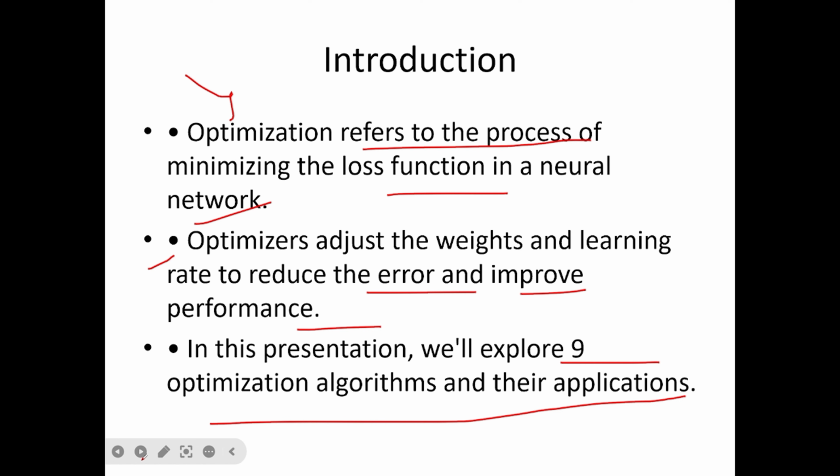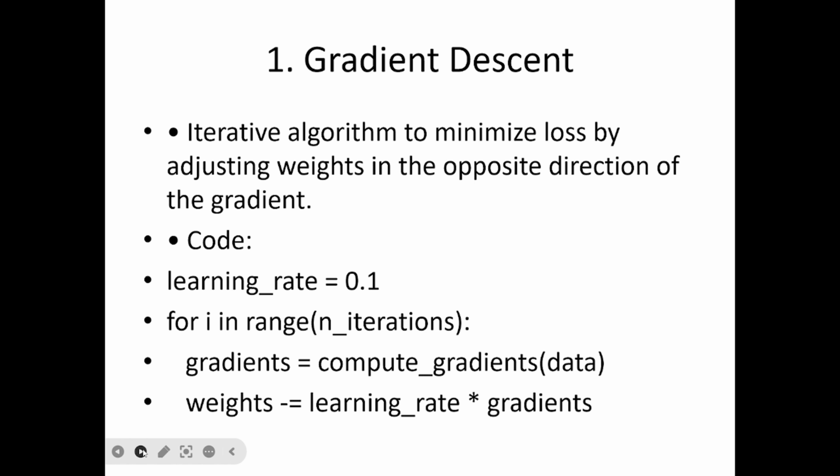Let's start. The first algorithm is gradient descent. Gradient descent is one of the most basic and widely used optimization algorithms. It works by computing the gradient, or slope, of the loss function with respect to the weights and moving the weights in the direction that reduces the loss. This is the main key point here: it is an iterative algorithm minimizing the loss function, and it adjusts the weights in the opposite direction of the gradient.